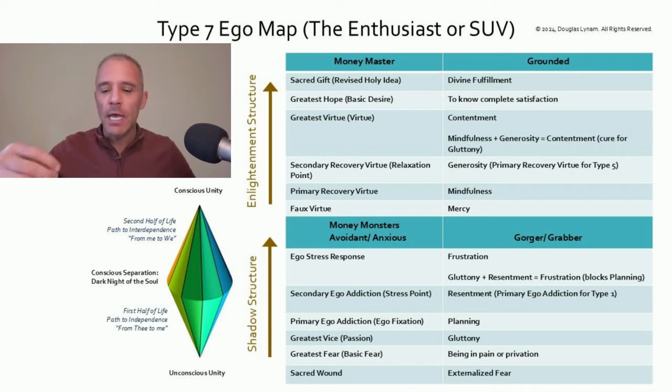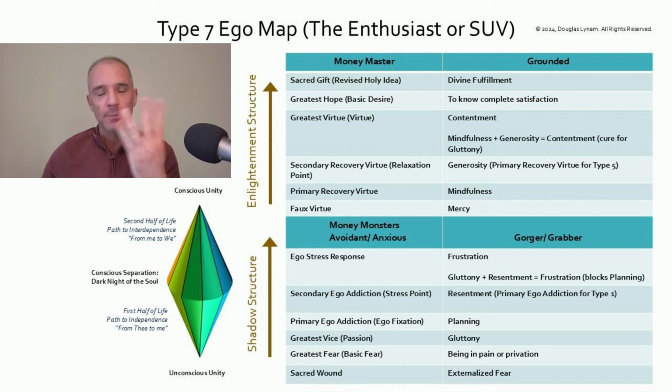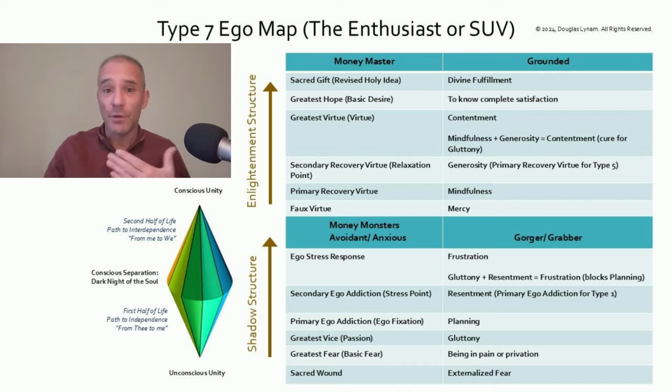And then when a 7 embodies that, they know complete satisfaction, they're embodying their sacred gift of divine fulfillment, they become the grounded. They're no longer the gorger or the grabber. They're really grounded in the present moment. They've got their financial house in order. They've mastered the 4 pillars of finance, which we've covered before, which is earning, saving, investing, and giving. And they're able to then really use those tools to help others feel grounded, being in the present moment, and helping relieve the suffering of the world in their own unique way.